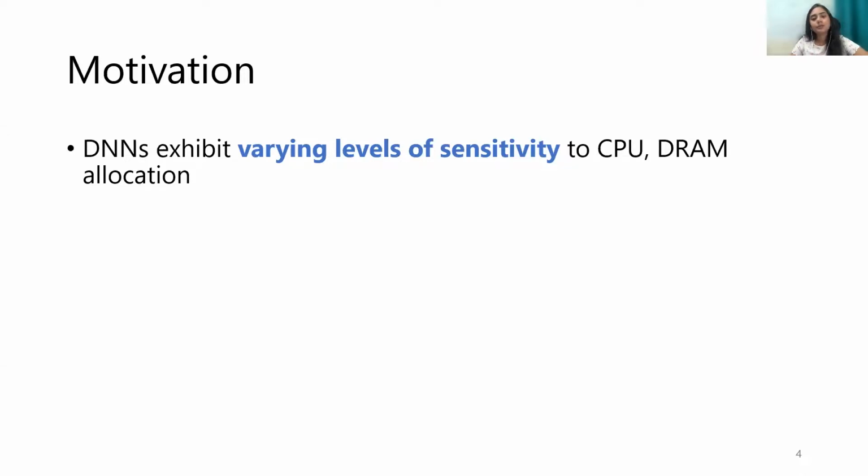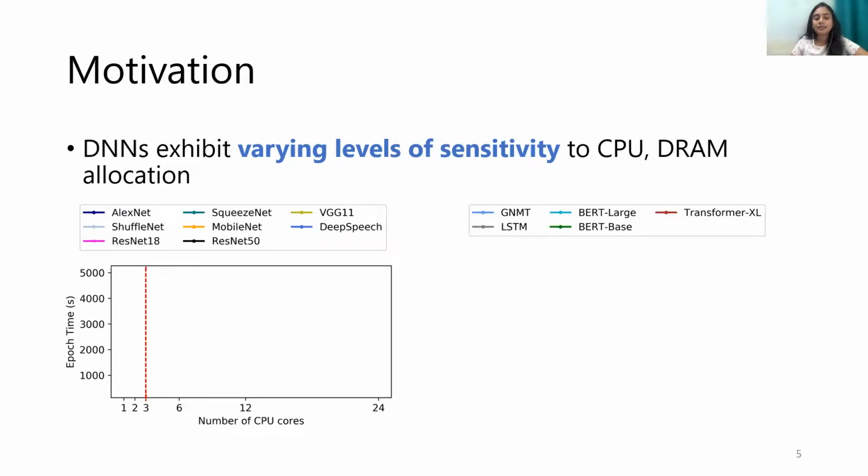But such a GPU proportional allocation is not really the best we can do. And we find that different DNNs exhibit different levels of sensitivity to the amount of auxiliary resources that are allocated to them. Now, for example, let's consider CPU sensitivity. Here I'm plotting the epoch time of 13 different DNN jobs against the number of CPU cores that are allocated to them on a V100 GPU. And here the GPU proportional share is about 3 CPU cores, which is the CPU to GPU ratio on ML optimized servers like the DGX2.